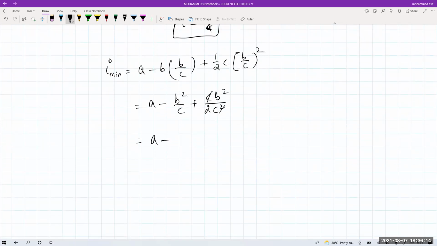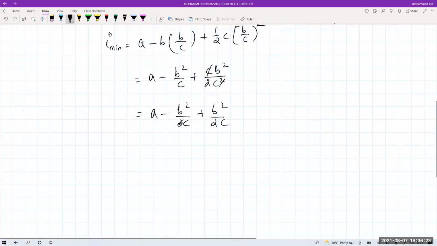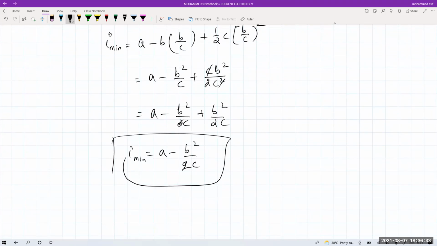So this will be equal to a minus b square by c plus b square by 2c. So that is 1 minus 1 by 2, which will become a minus b square by 2c. So this is your minimum current. I minimum will be equal to a minus b square by 2c.